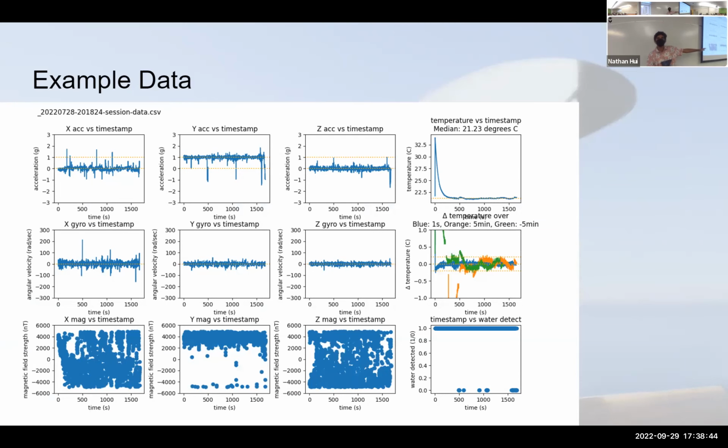Here's some example data that we collected of a session this summer. I won't go too much into detail, but we have temperature over there. You can see it's adjusting to the seawater temperature over time. You have accelerations in the 3 axes. You have gyroscope, which is basically angular velocity over time. And this is the magnetometer. This helps us tell the direction that the surfer is in.